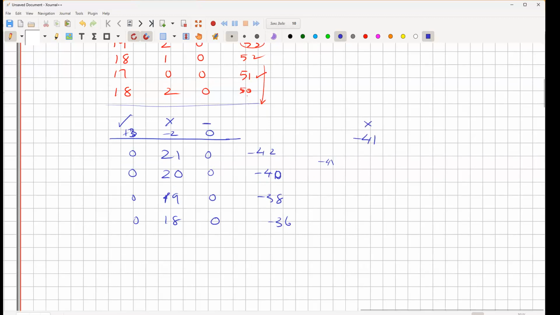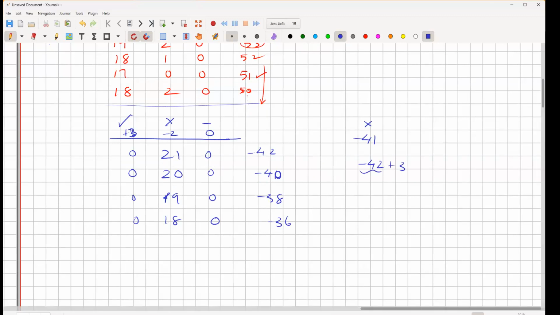Is minus 39 possible, guys? To achieve minus 39, I must get minus 42 plus 3. That's not possible, right? With minus 42, I've exhausted the 21 questions. So minus 39 is also not possible. Is minus 37 possible, guys?